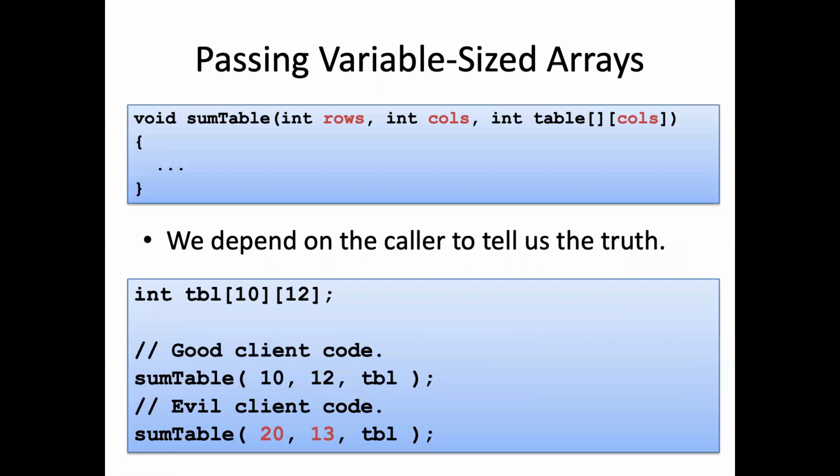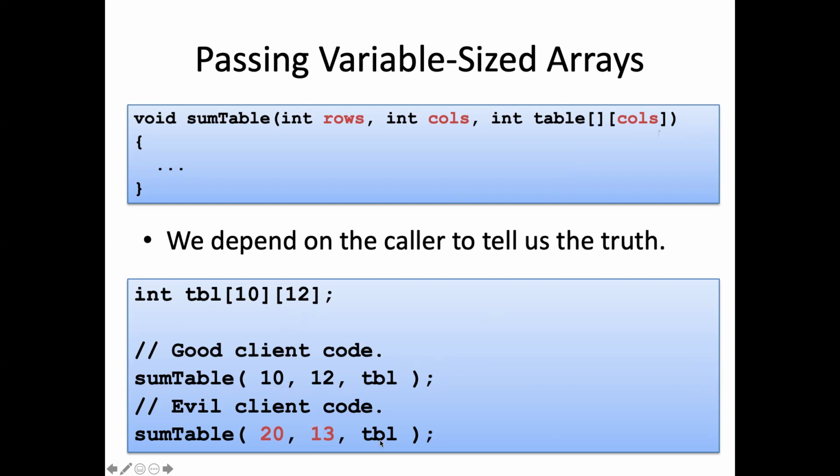Like I said a moment ago, we're counting on the caller telling us the truth in this. Here I make a 10 by 12 table. I've got a function that's expecting a table of any size. If I call the function and I tell it the truth, it's going to work just fine. But there's nothing to keep me from lying to the function. If I say, yeah, that table's 20 rows and 13 columns, this will work.